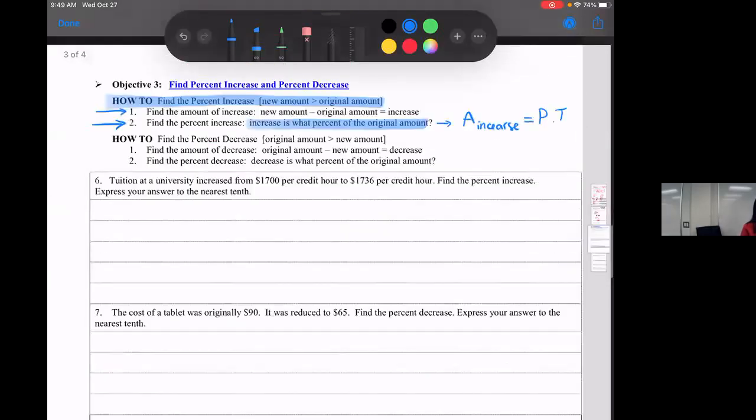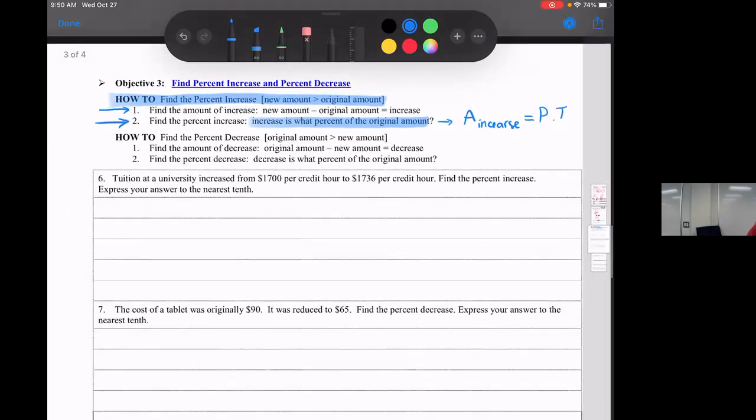The tuition at the university increased from 1,700 per credit hour to 1,736 per credit hour. Find the percent increase. So they want you to find P, right? Not A. So I know that A increase is 36, right? Increase equals P times T.